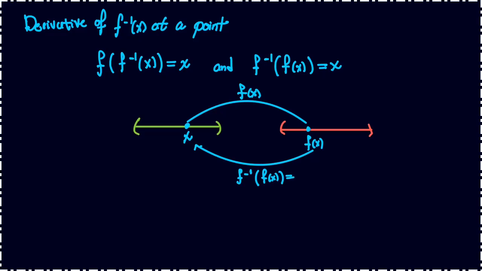And that, of course, outputs x. It gives you x back. Okay, so this is what we need in order to find the derivative of the inverse function at a point.